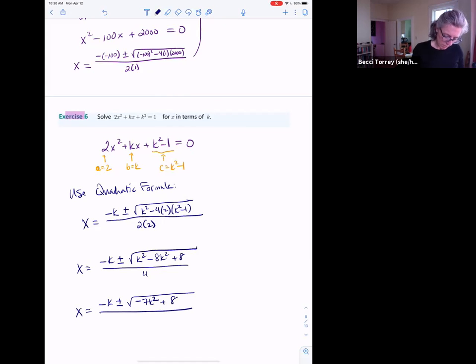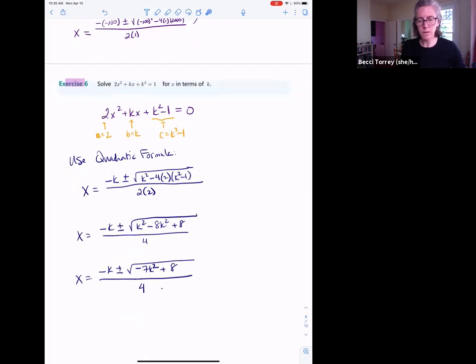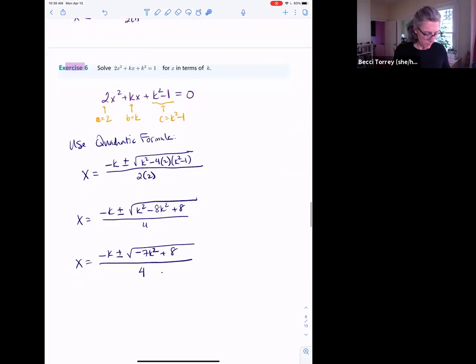So x is equal to minus k plus or minus square root of minus 7k squared plus 8, divided by 4. So if you have your k value, you can plug it in and solve for x. That's what you've done. You've solved for x in terms of k. Any follow-up questions on that guy? Okay.